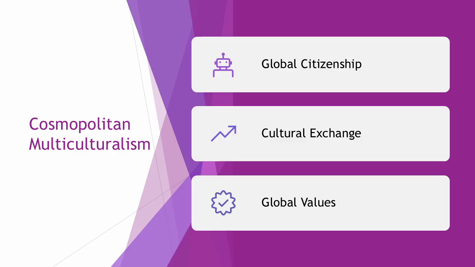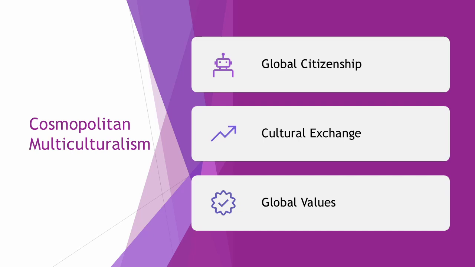The cosmopolitan multiculturalist view on culture and identity is that identity is flexible, evolving through interaction and exchange between different cultures. The cosmopolitan multiculturalist view on minority rights is that cultural protection should promote integration and mutual learning rather than isolation. The cosmopolitan multiculturalist view on diversity is that it is a source of global enrichment and the foundation for a more interconnected world.